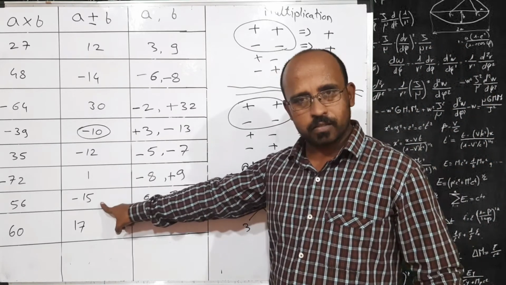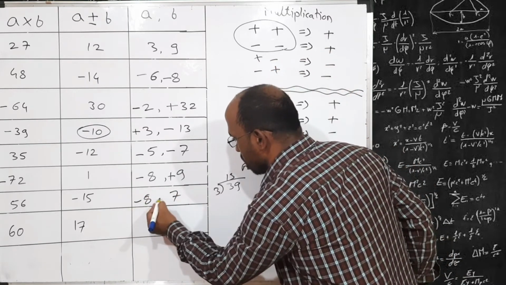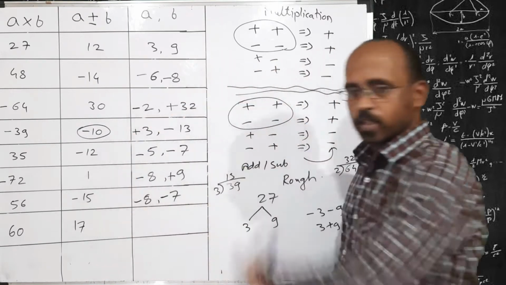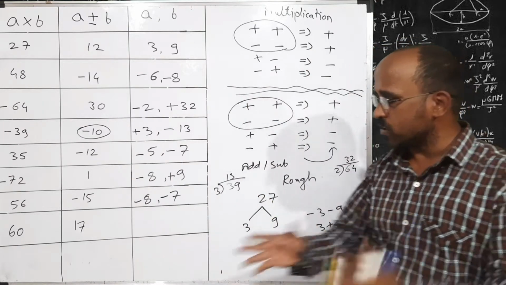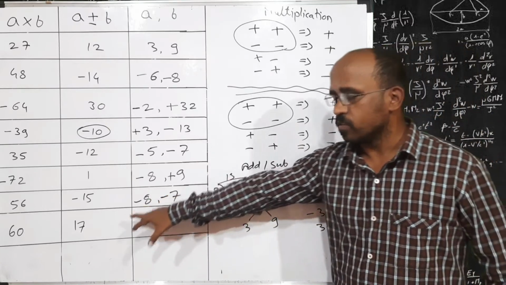Look at the symbol of the answer. The symbol of the answer is negative, so both will have the negative symbol. Minus 8 minus 7 is equal to minus 15. Plus 8 plus 7 will naturally never be equal to minus 15. Clear? 60, 17.